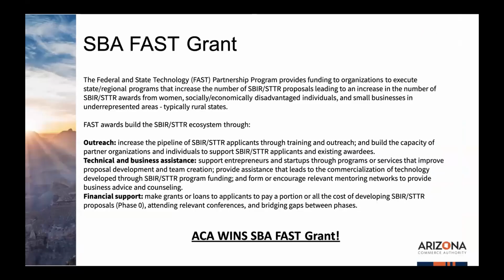The Arizona Commerce Authority is the recipient of what we call the SBA's FAST Grant. What the FAST Grant is, it stands for Federal State Technology Partnership Program, and it provides funding to organizations across the country to increase the number of SBIR or STTR proposals within that given state or region, leading to an overall increase of the number of awards given. And there's an emphasis on helping particularly disadvantaged businesses, minority owned, et cetera. So trying to grow those numbers, as well as rural outreach as well.